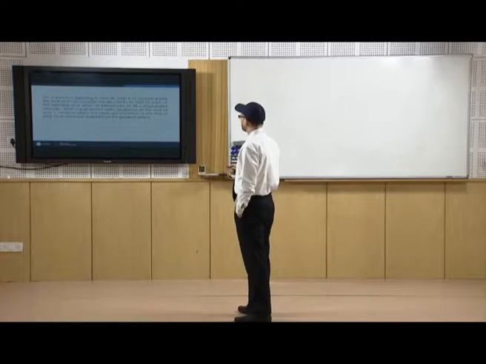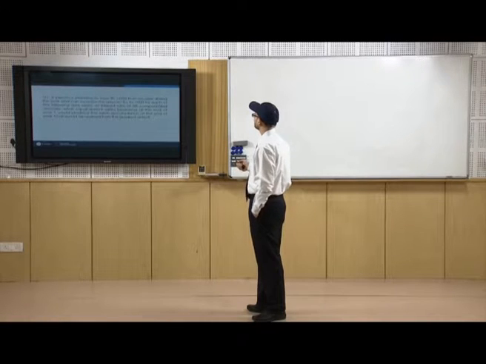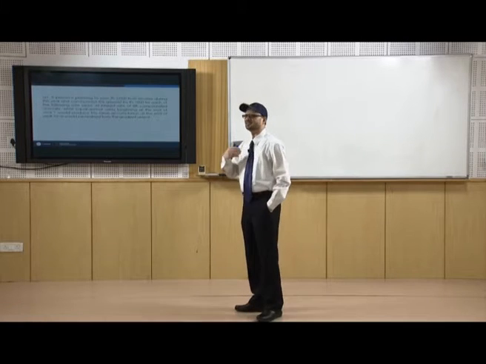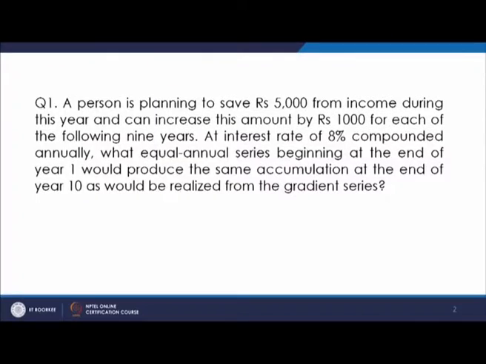A person is planning to save rupees 5,000 from his income during this year and can increase this amount by rupees 1,000 for each of the following 9 years. So, basically the time span is 10 years, first year he is saving 5,000 and from the next year onwards he is increasing this saving every year by 1,000 rupees. So, G is 1,000, this is the linear gradient amount. Interest rate is 8% compounded annually.